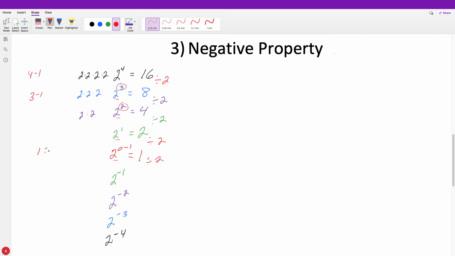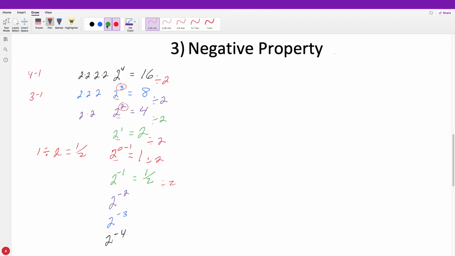Well, 1 divided by 2 is equal to 1/2. So that means 2 to the negative first power is equal to 1/2. To go on to the next one, we're dividing it by 2 again.